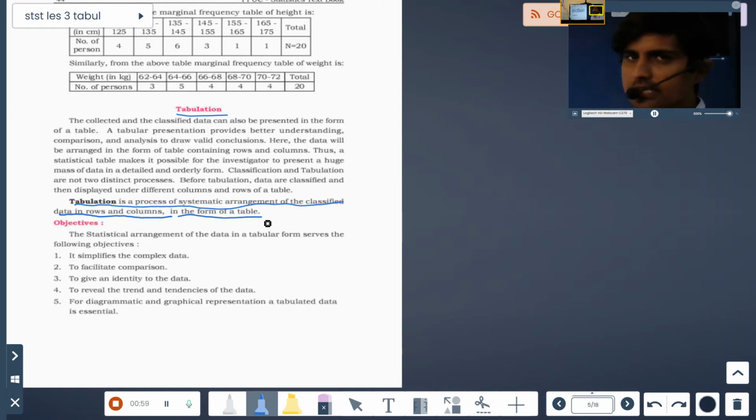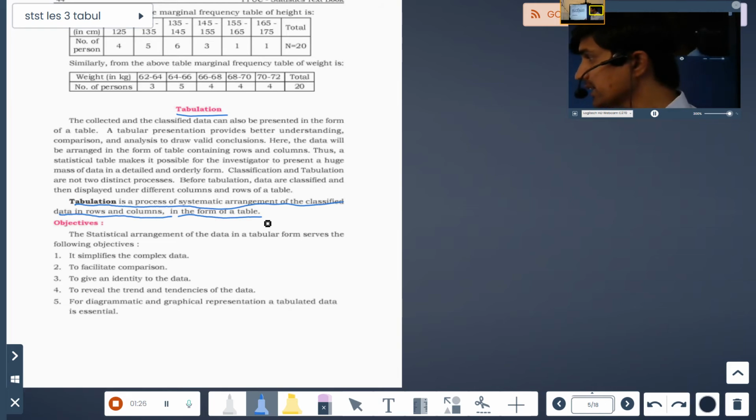Now what is classified data? You have already done classification there, meaning you have already put marks and all those things. For that we have to put tables. Now that does not mean that we will get only this question. No, you will be having different questions here also. Okay, so what is tabulation? It is a process of systematic arrangement of classified data in rows and columns in the form of a table.